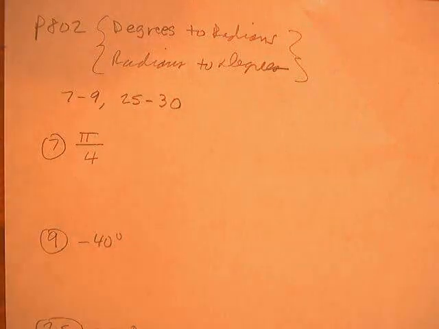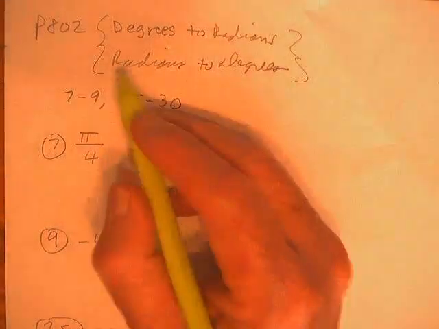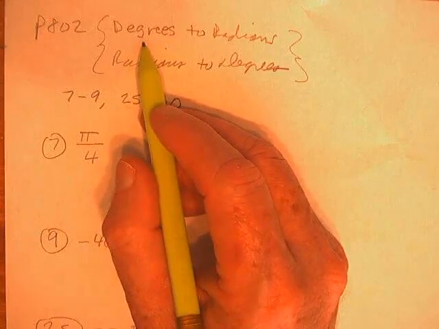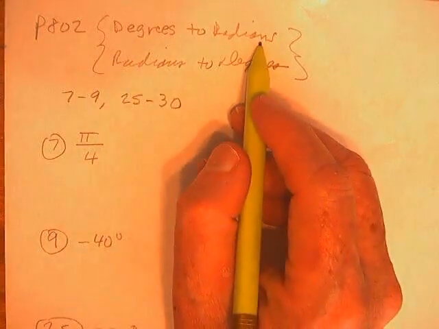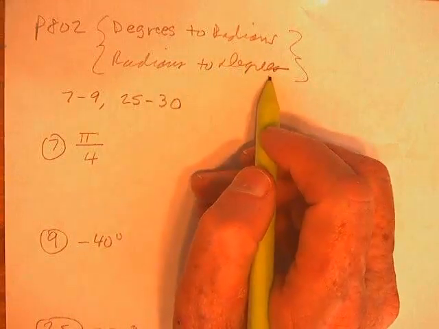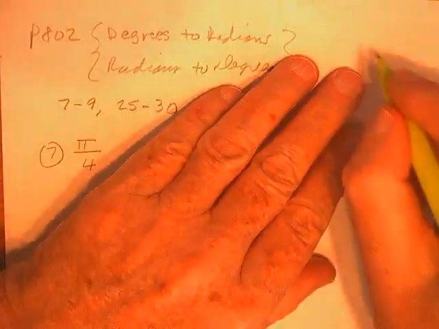Okay, welcome back. Here we go on part 2 of today's lesson from page 802. It's a different task. We're going to take an angle that's in degrees and change it into radians, and then we're going to switch it back. Okay, so what is a radian?